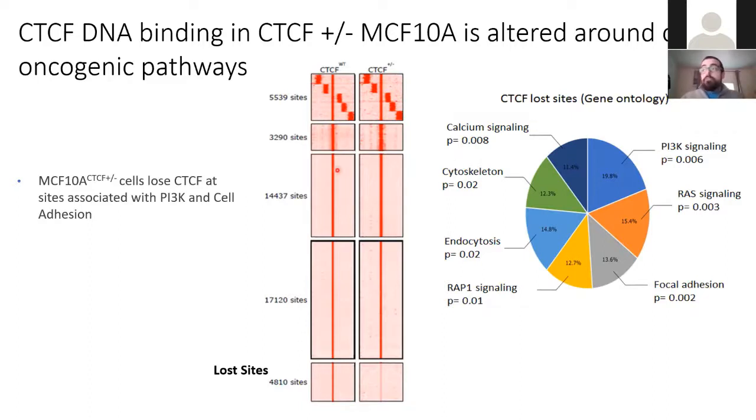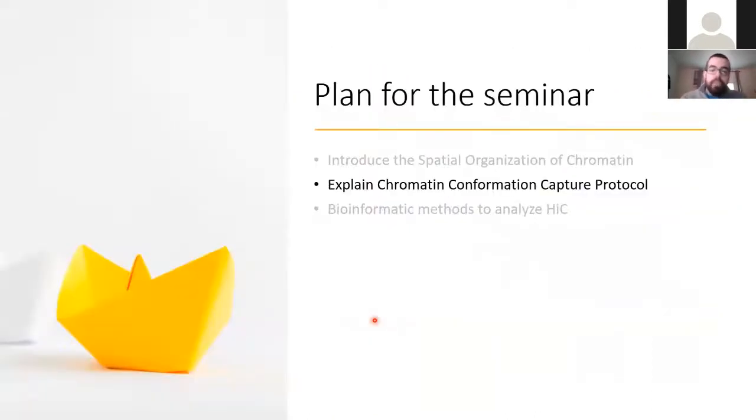But as of then, we didn't have a clear link between how these lost sites of CTCF lead to changes in gene expression. And that's why we decided to do Hi-C and to look at chromatin conformation to establish a direct link between the changes in CTCF and the changes in gene expression. So we performed the Hi-C. And in this section, I'm going to go in detail over what Hi-C is, how to perform it, how to optimize it, and then how to analyze it.